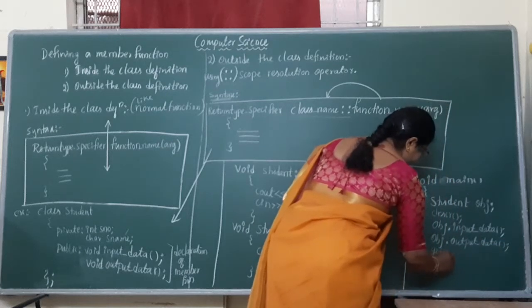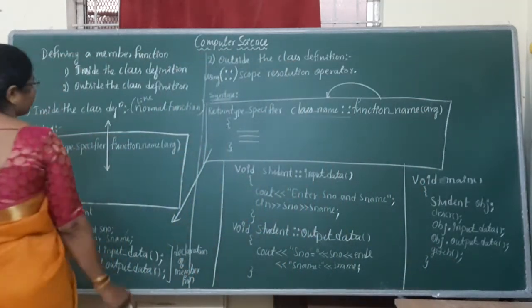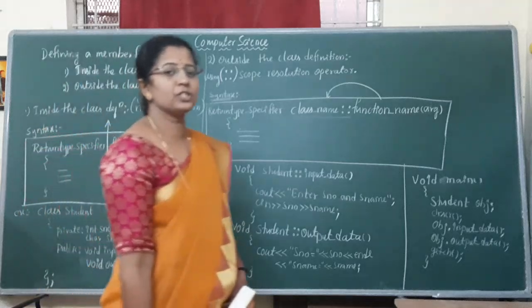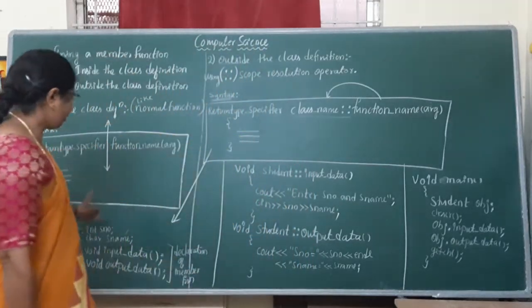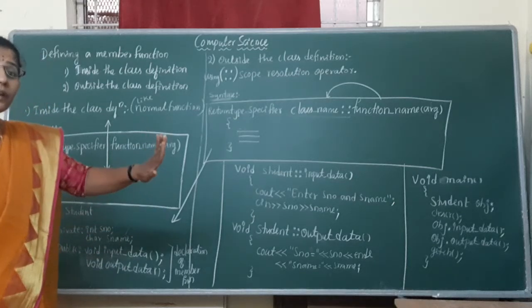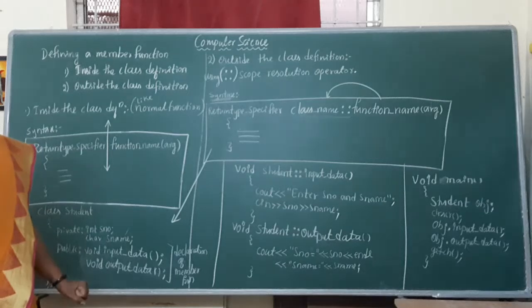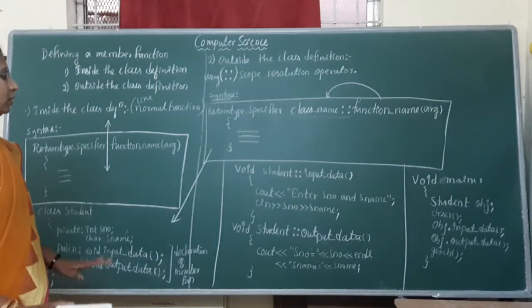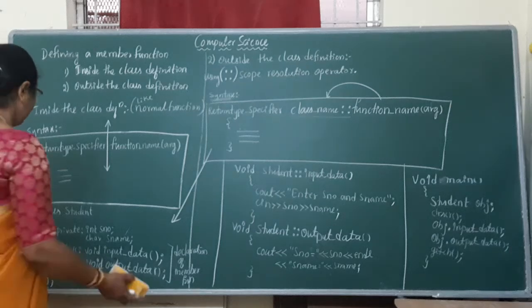Then getch. If you want to execute, add the header files. What header files do you minimum require? Hash include iostream.h, hash include conio.h. That's all. Your program is ready, but only for outside the class. But I gave it in the class work together as a single program. How did I do it?